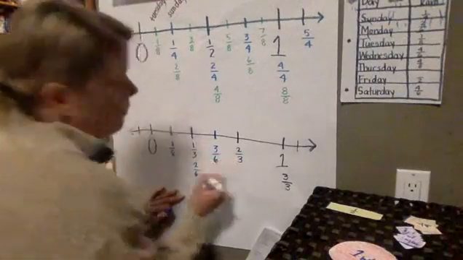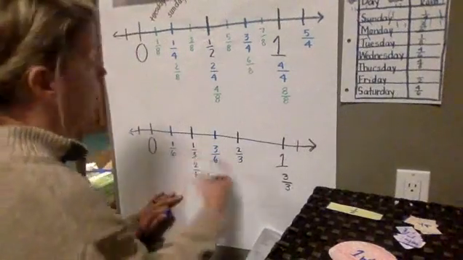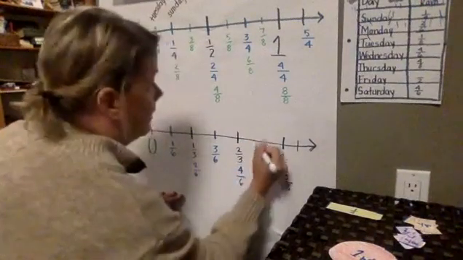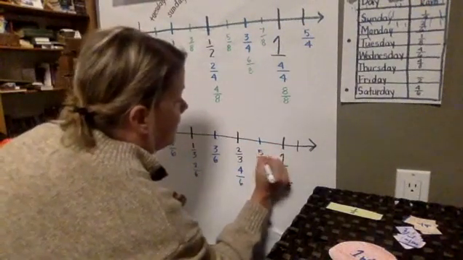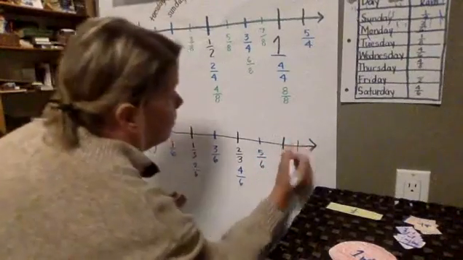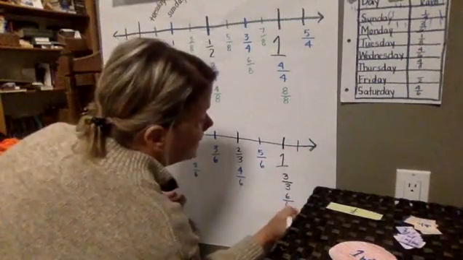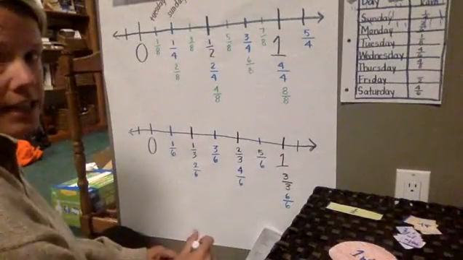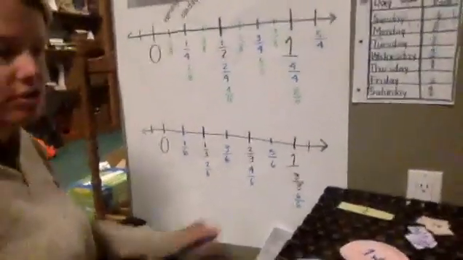Ooh, good. And this one would be 4/6. 5/6. And this one would be what? 6/6, which is one whole. Okay? Can you see? I think you can.